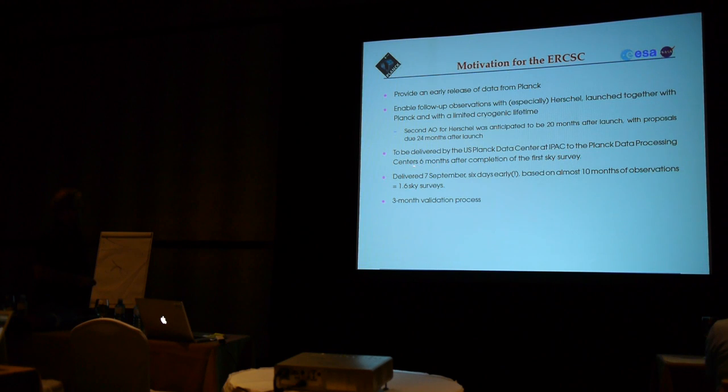The target was to deliver it within 6 months after completion of the first sky survey. For those who don't know what that means, the satellite flies in the solar system, scans the sky, avoids the sun, and a combination of these motions allows it to make an image of the full sky roughly in half a year of observation. So a single so-called sky survey in Planck's case is about 6 months' time, a little longer because of idiosyncrasies of the scanning strategy.